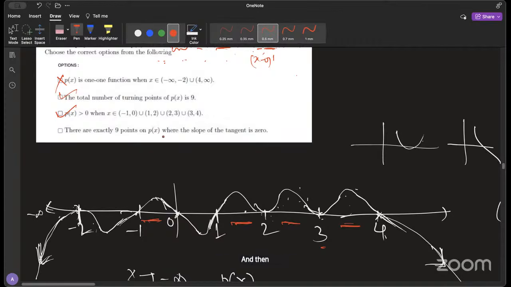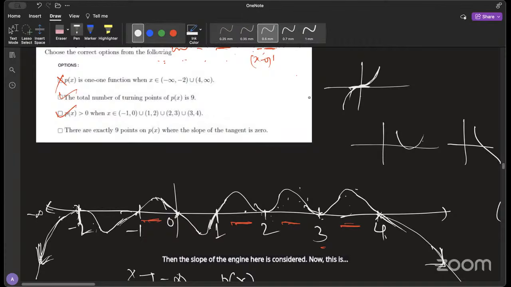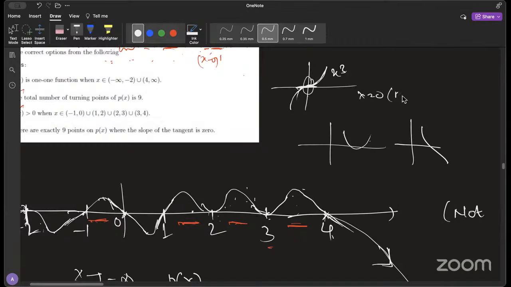And then there are exactly 9 points on P(x) where the slope of the tangent is 0. You will see later, but it's not the case here. If you have something like this, then the slope of the tangent here is considered. Now this is not a turning point. If this is x cubed, then x equals 0 is not a turning point. But the slope there is 0, right?